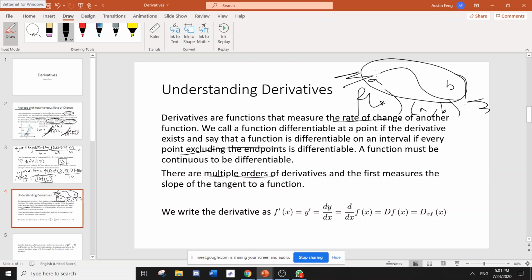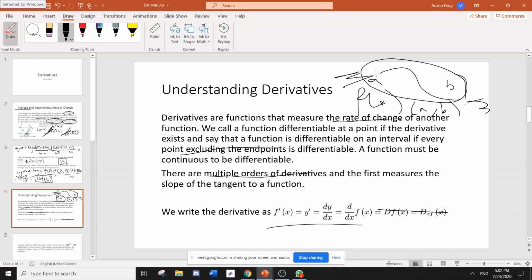There are multiple orders of derivatives, and the first measures the slope of the tangent to a function. So you can have a second order derivative, a third order derivative. Usually we only go up to the second order. We write the derivative as f prime of x or y prime or dy dx or d dx of f of x or capital D f of x or D sub x f of x. You rarely will ever see the latter two.